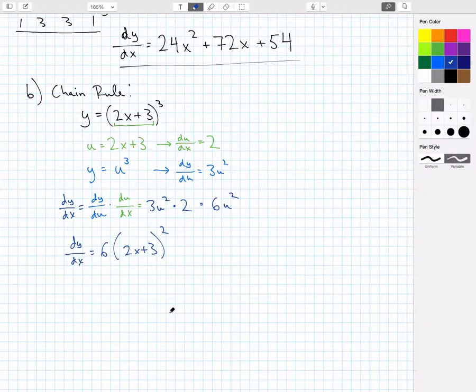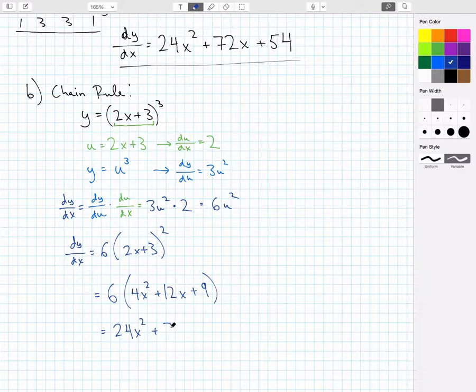And I'm perfectly happy to leave this factorized like this, but for the sake of comparing to what we did before, this polynomial here, let's expand it just to make sure that we get the same thing. So I'll expand (2x plus 3) squared first. So this is going to be equal to 6 times, this is 4x squared plus 2ab, that's 4x times 3, that's 12x, plus b squared is 9. And then we'll distribute. So that's 24x squared plus 6 times 12, that's 72x plus 54. And indeed, you can see we do get the exact same thing.